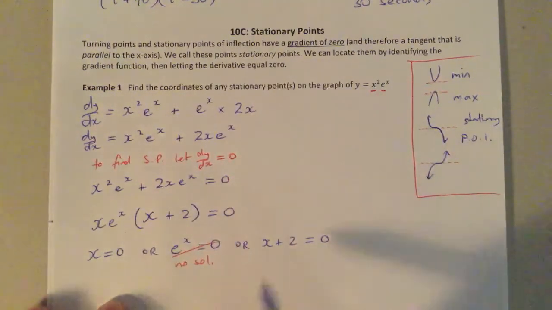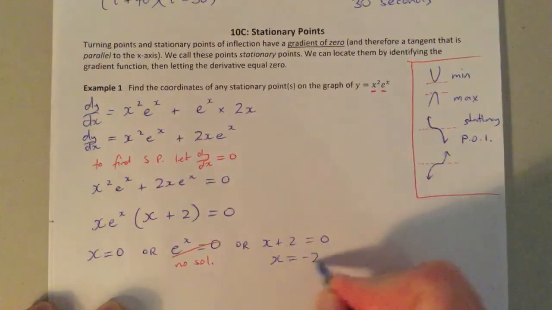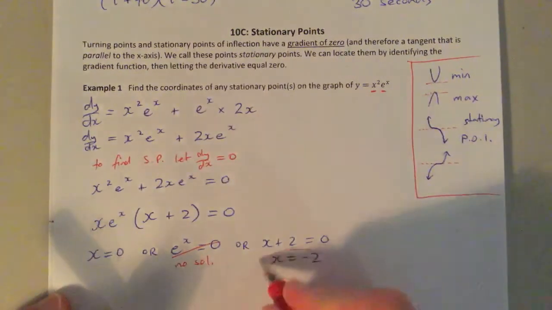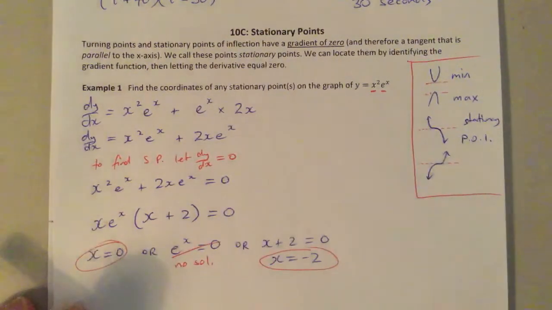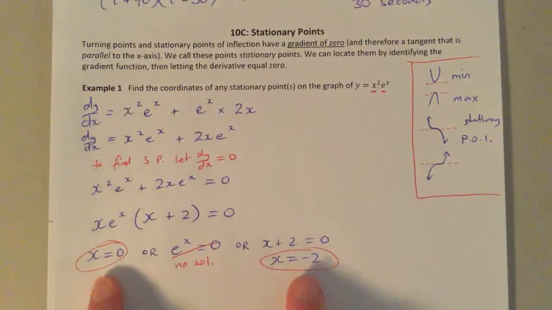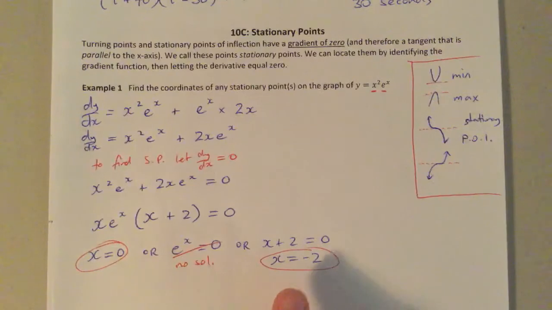But of course, if x plus 2 equals 0, then that just means x equals negative 2. And so we've got two x coordinates that solve the equation. In other words, there's two values of x where we've got stationary points. We've got a stationary point at x equals 0 and a stationary point at x equals negative 2.